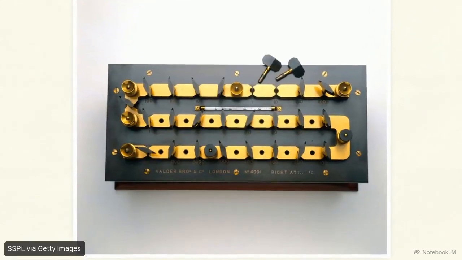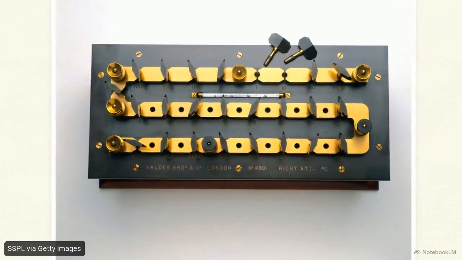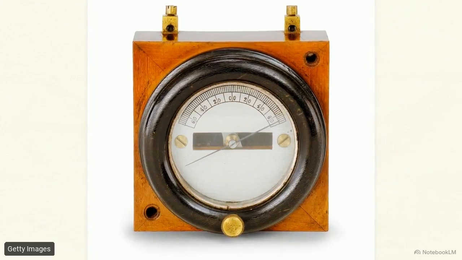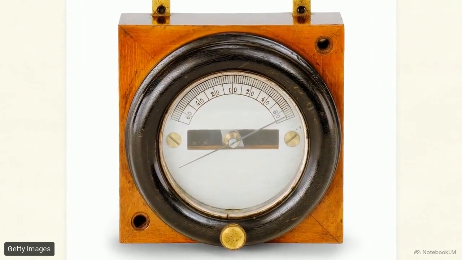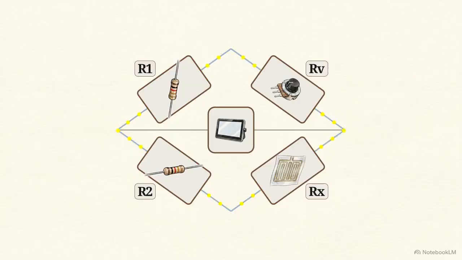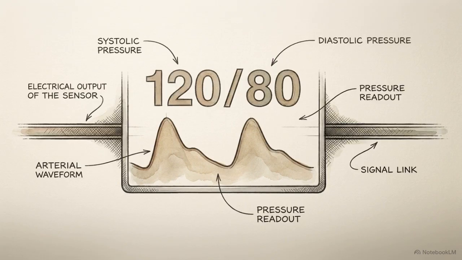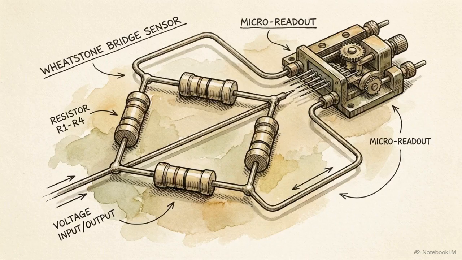Early electrical engineers proved this concept with robust physical instruments. They tracked the exact balance of the bridge using a sensitive galvanometer. In a modern transducer, the patient's pulse stretches Rx, increasing its resistance. The bridge unbalances, forcing a tiny electrical current to cross that center bridge. That specific current is directly proportional to the patient's blood pressure. The Wheatstone Bridge is a near-flawless electrical translator.